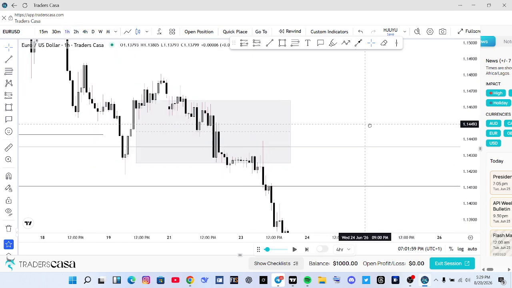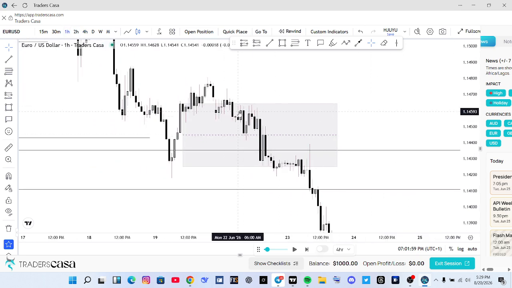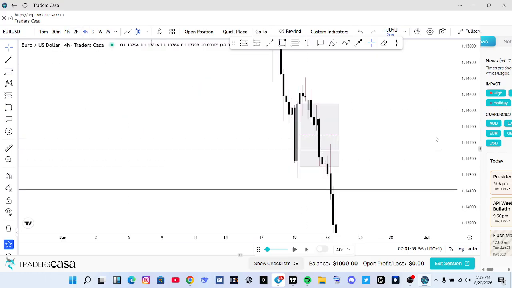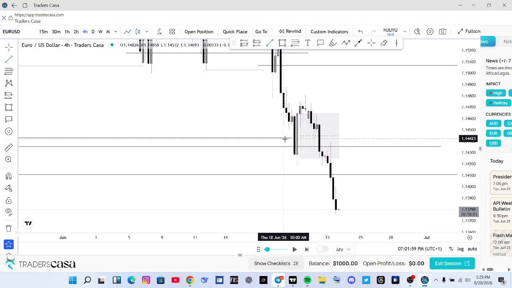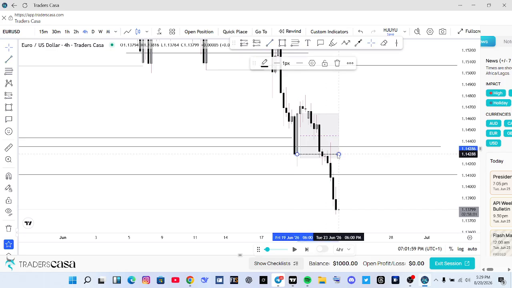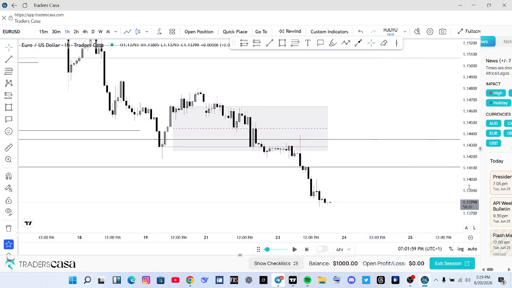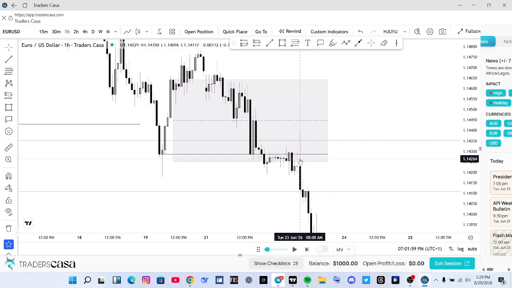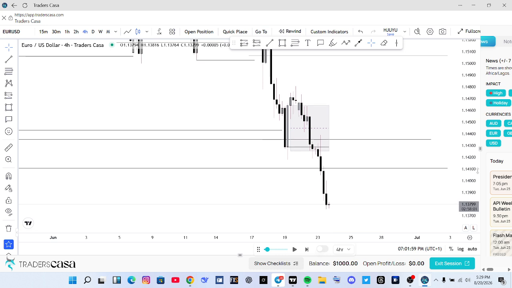Let's see. You see that there's no valid break here. So no confirmation. We just keep selling. Immediately after you get a break here, you can still enter for a sell from here. Immediately after that break, you see how price made this one leg backward. That's Tuesday by 8 a.m. West African time. Tuesday by 8 a.m.